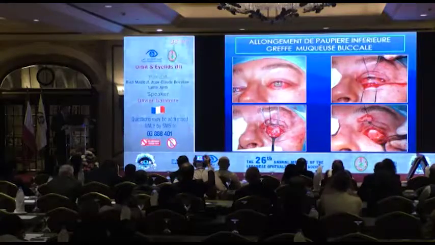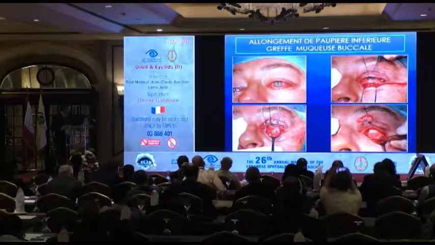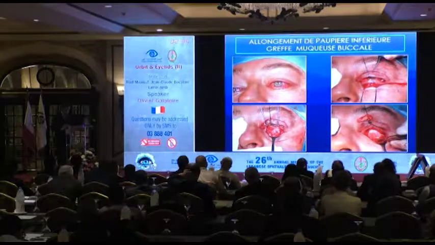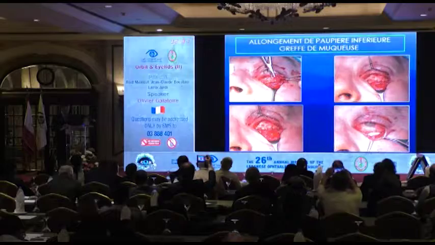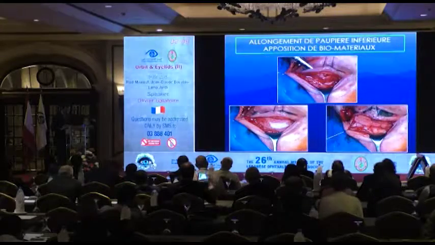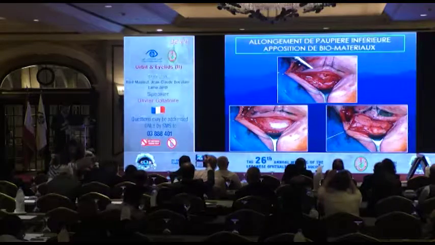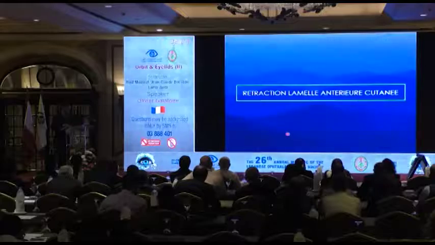You can use mucosa or hard palate graft, and with mucosa you can open the conjunctival plane, as you can see here, permitting an enlargement of the lower eyelid. But if you use biomaterial, please keep a good conjunctival plane, avoiding contact with the eye.